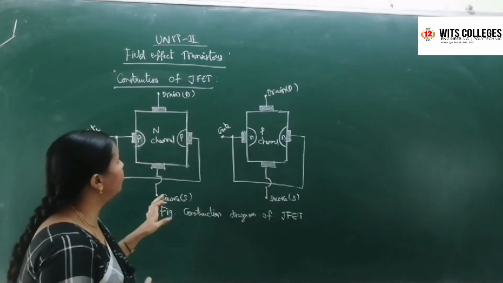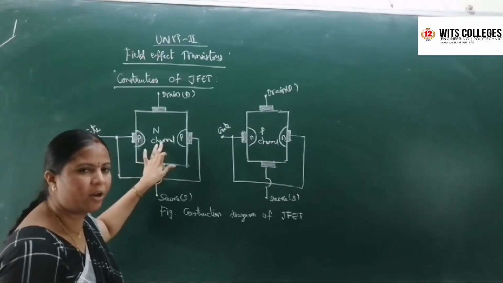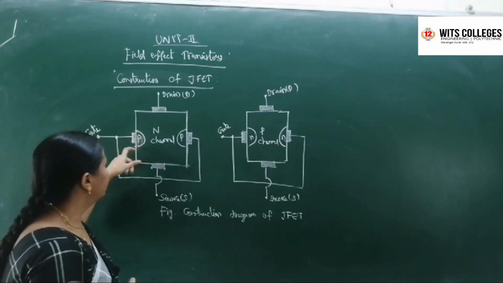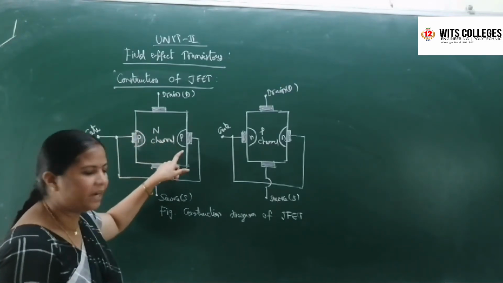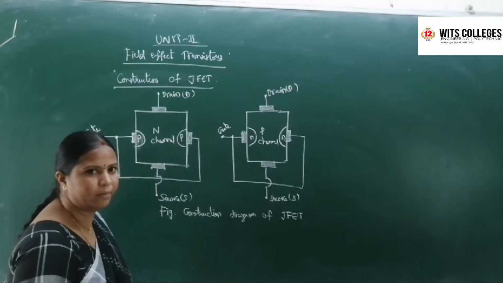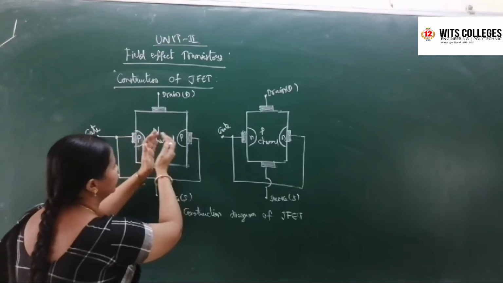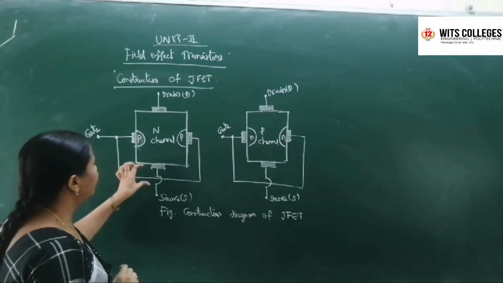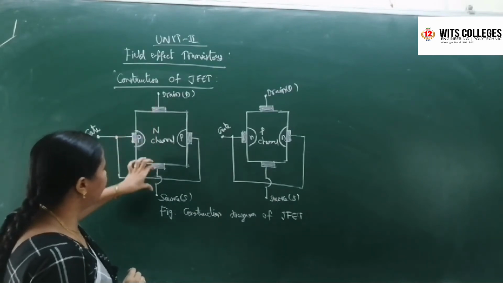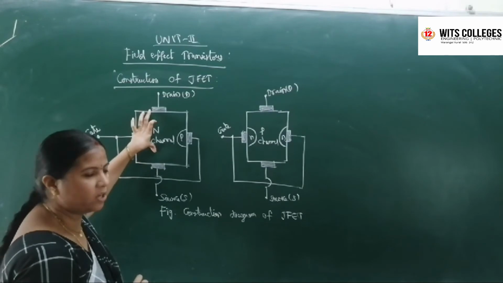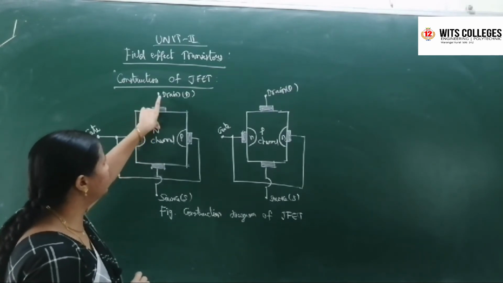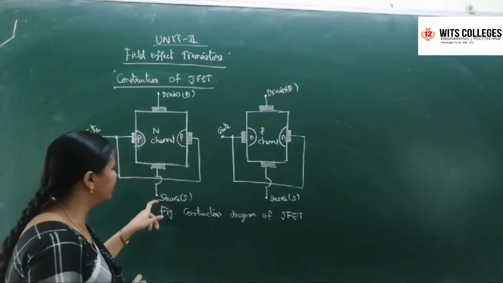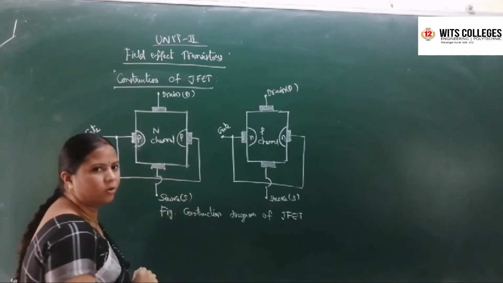So in the construction of JFET we take an N-type silicon bar, or N-type silicon semiconducting material, and on either side we take two heavily doped P-type semiconducting materials. So it will form two P-N junctions, two P-N junction diodes are formed. And on either end of the silicon bar, we have to take two terminals, drain and source. We take metal contacts, one source terminal and one drain terminal.